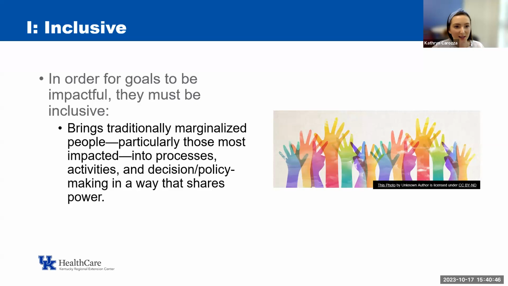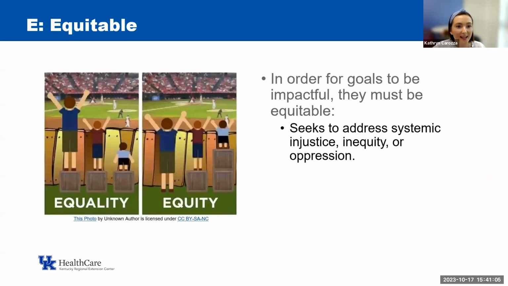I stands for inclusive. So in order for goals to be impactful, they must be inclusive. This means bringing traditionally marginalized people, particularly those folks who are most impacted, into processes, activities, and decision-making in a way that shares power. And E stands for equitable. So in order for goals to be impactful, they must be equitable. And this means that the goal is seeking to address systemic injustice, inequity, or oppression.